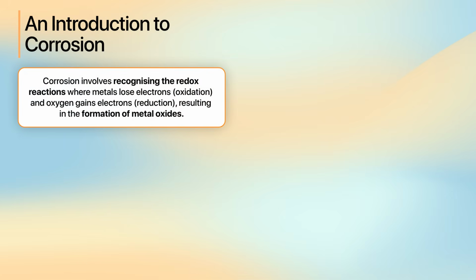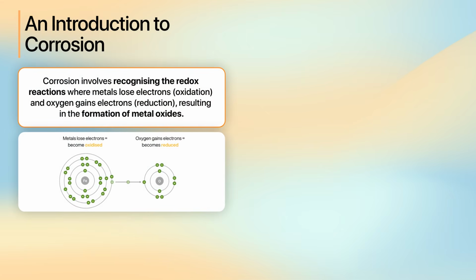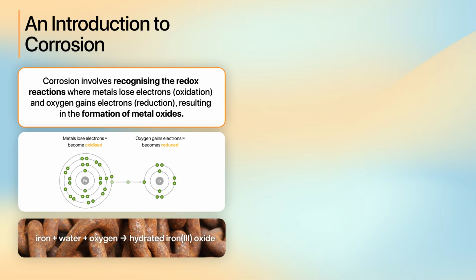In today's lesson, we delved into the concept of corrosion, focusing on how and why most metals corrode when exposed to oxygen. We began by understanding that corrosion involves redox reactions where metals lose electrons, oxidation, and oxygen gains electrons, reduction, resulting in the formation of metal oxides. For instance, iron reacts with oxygen and water to form iron oxide, commonly known as rust.